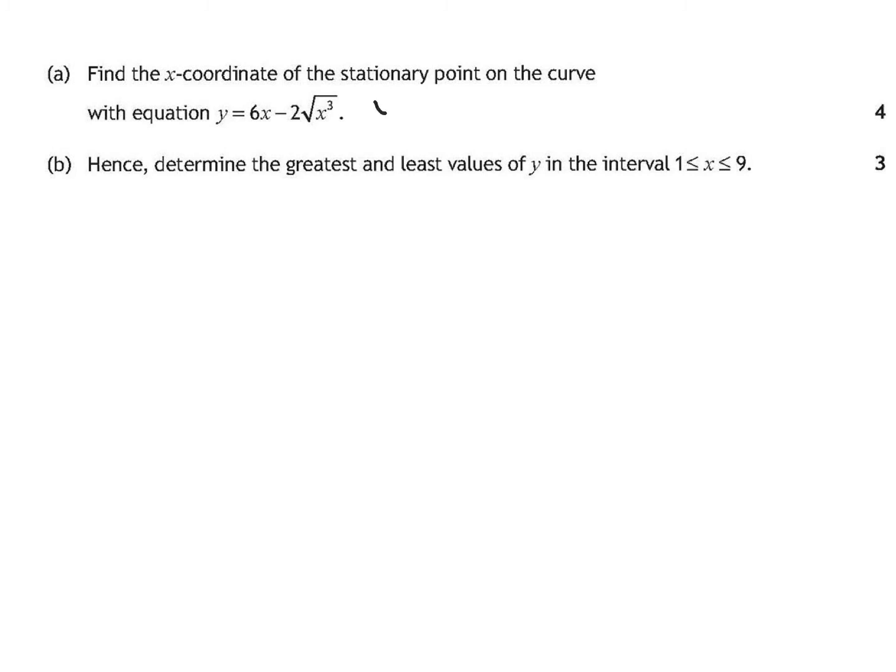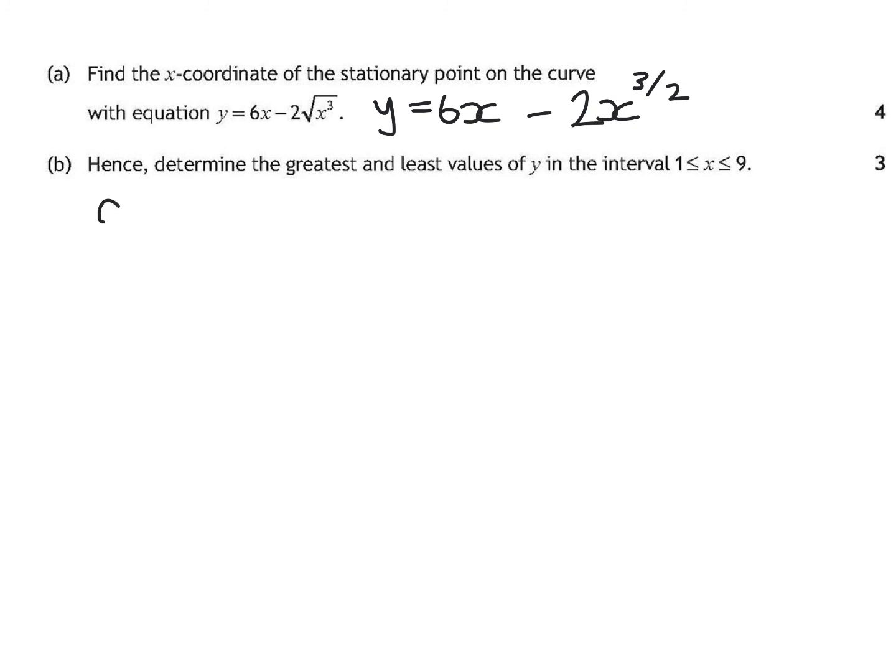So my first thing is I'm going to rewrite that as y equals 6x take away 2 x to the power of 3 over 2. Remember, square root is a power of half, or I always tell my pupils the root is the power on the bottom. So the bottom becomes the root. So the square root means there's going to be a 2 on the bottom of the fraction. So it is that. So let's work through it.